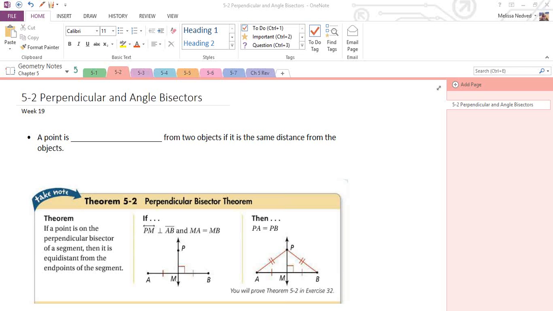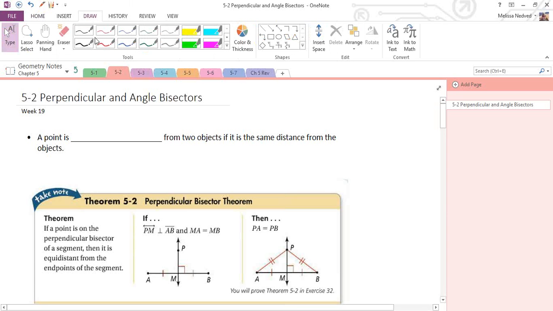All right, let's take a quick look at section 5-2. We're going to be looking at perpendicular and angle bisectors. So we have basically four, if you include the converse theorems, we're going to look at in this section. And they hinge on this vocab word, our first word for today, and that is the word equidistant.